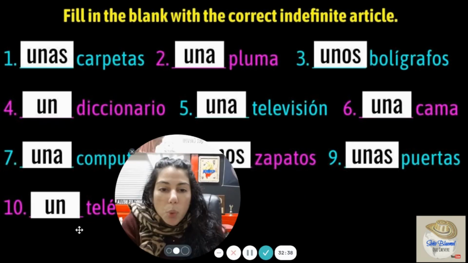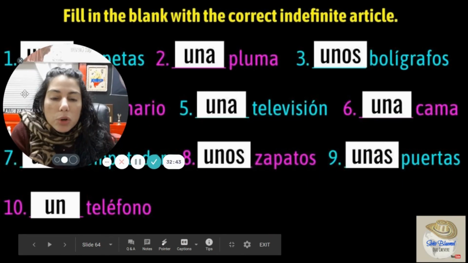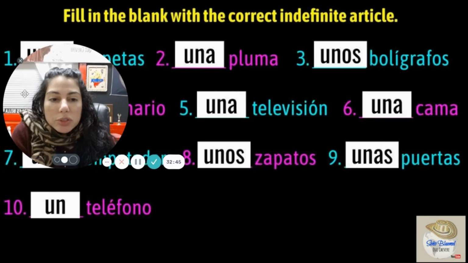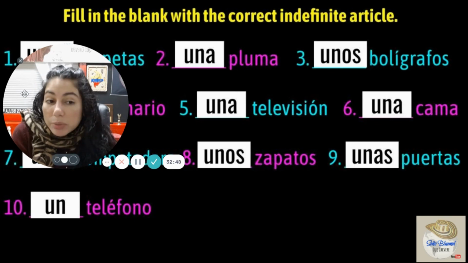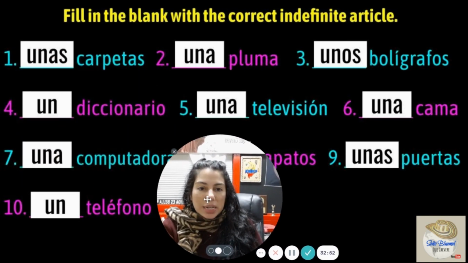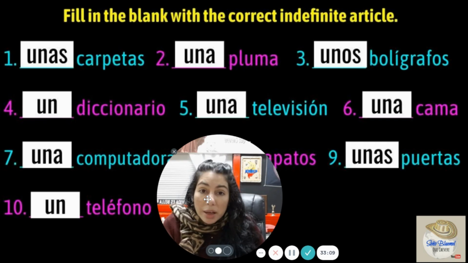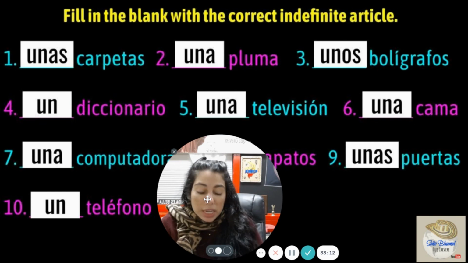una cama, one bed, una computadora, one computer, unos zapatos, some shoes, unas puertas, some doors, un teléfono, one telephone. Okay, so that is the indefinite article. So make sure you pause the video and make some notes about definite articles, which are el, la, los, and las, and indefinite articles, which are un, una, unos, and unas.